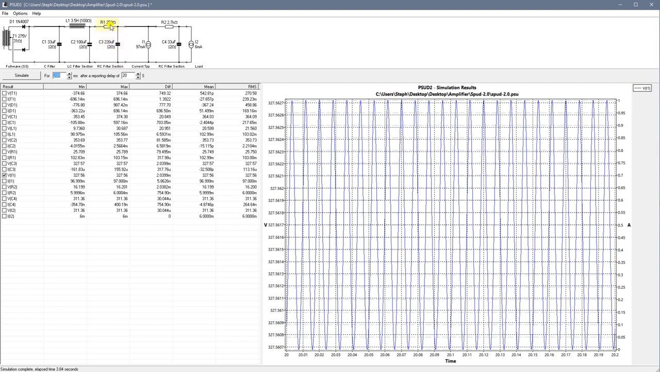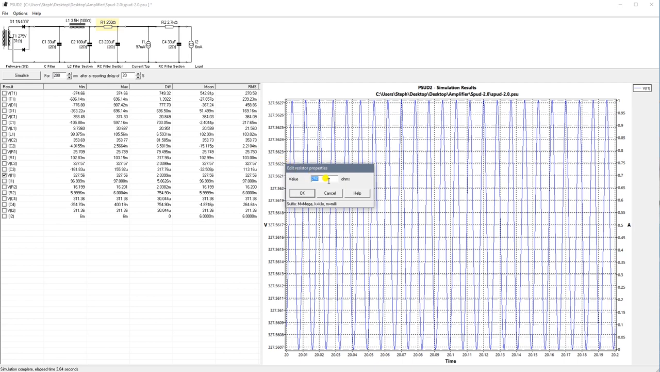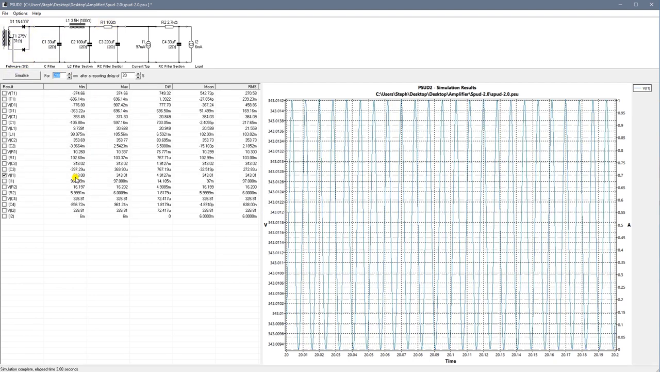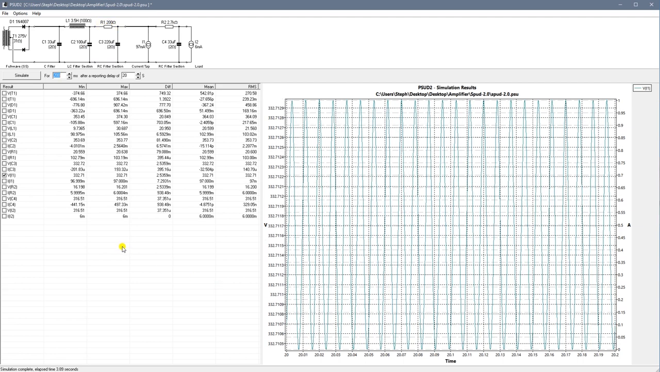So if we want to raise this B plus up a little bit, all we need to do is change this resistor value to, let's change it to 100 ohms, and resimulate this, and we get 340 volts. So as you see, we can use the value of this resistor here to tune this power supply to the voltage we want. And I think we'll go with this. So this is going to be how we do our power supply.